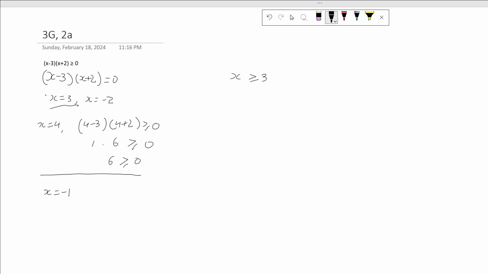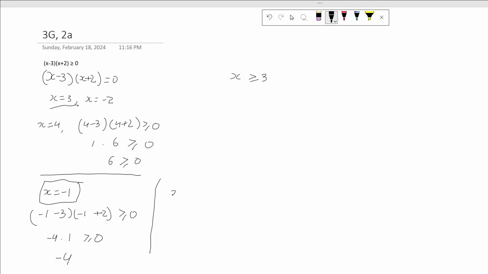So we know that any value of x which is greater than −2 will not satisfy the inequality. So let's check a value which is less than −2. So what is less than −2? Negative 3 is less than negative 2.